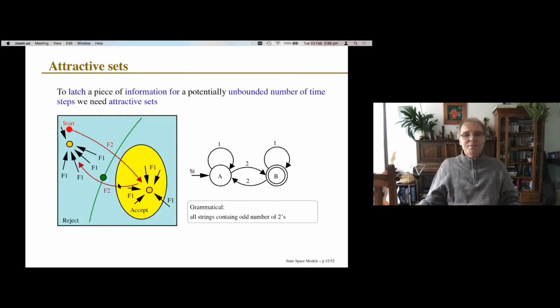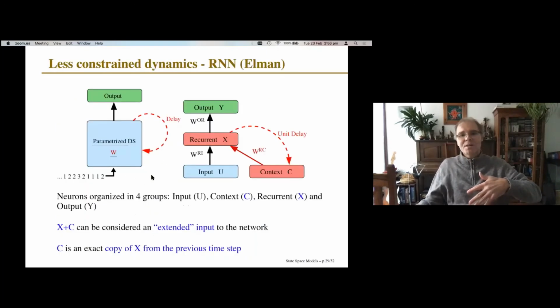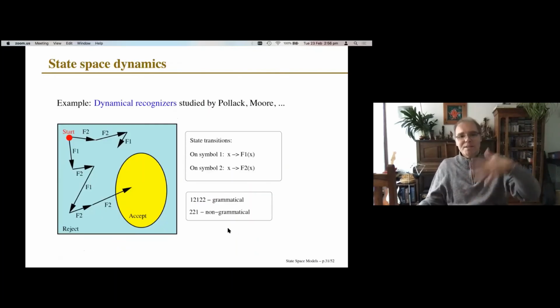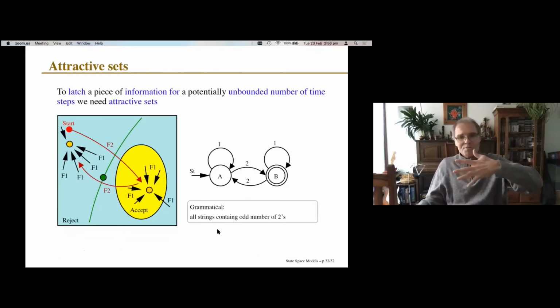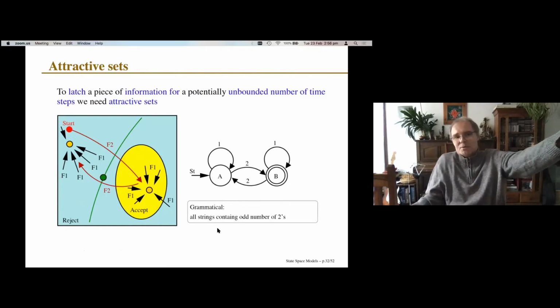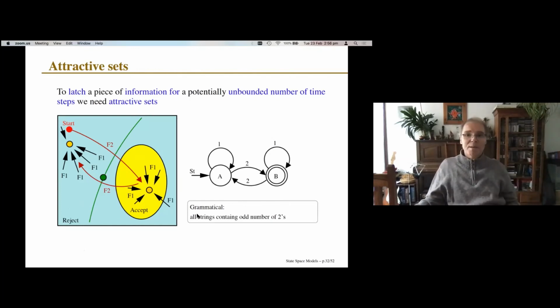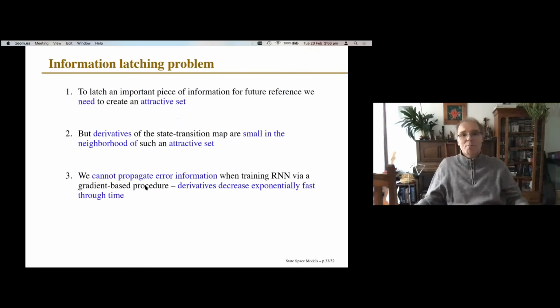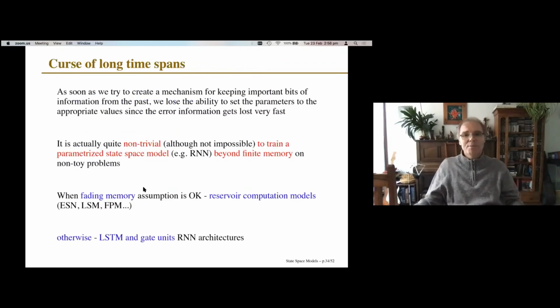And surprisingly enough, people in the deep network community also came up with this problem because they have deep networks, and deep networks are almost the same thing as recurrent networks that are unfolded in time, you know. So if you want to propagate the information through a lot of time steps, that's basically a deep network. That's what happens. And this is the basic problem why it is so difficult to train these networks. And this is why we have another idea. We also call it the curse of long time spans.